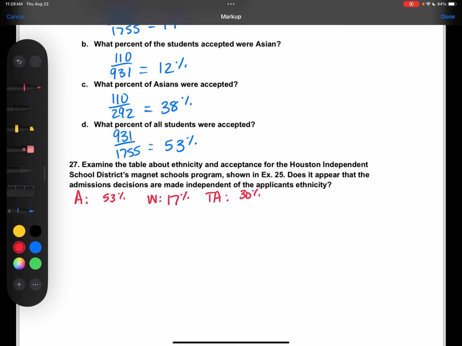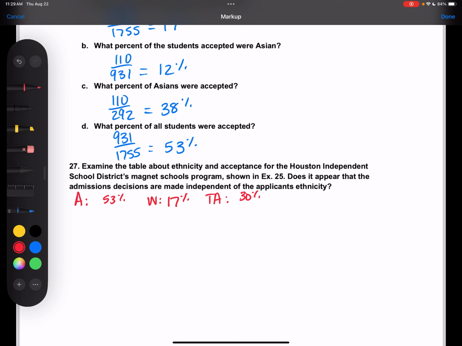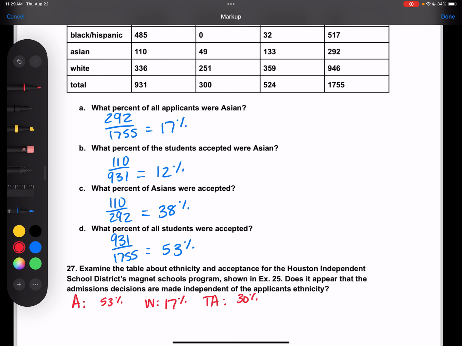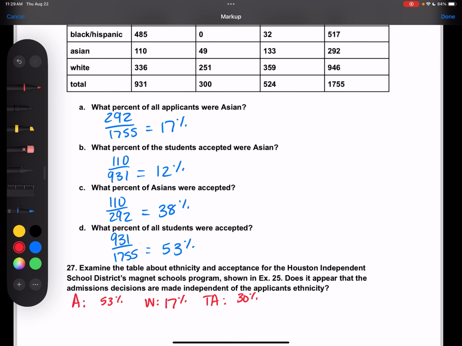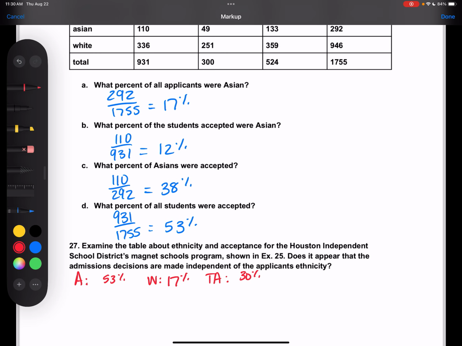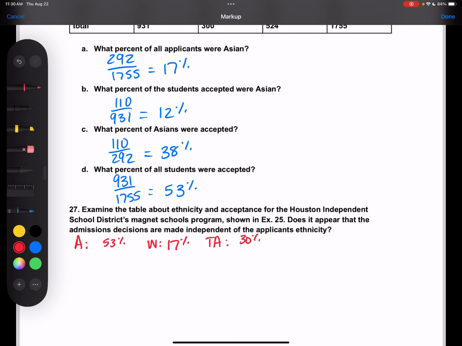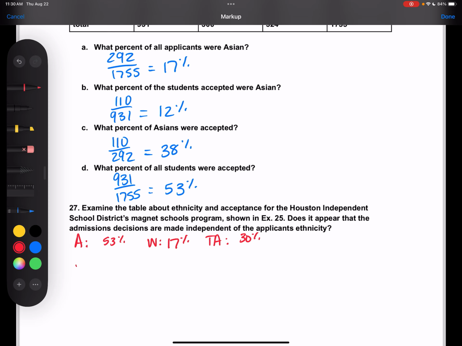So I want to look at the percentages for accepted applicants out of their total number, for each. When we did it for Asian, this was one of the numbers that we needed: the percent of Asians that were accepted. That was 38%. So I need that for each of them. So I'm just going to do this.